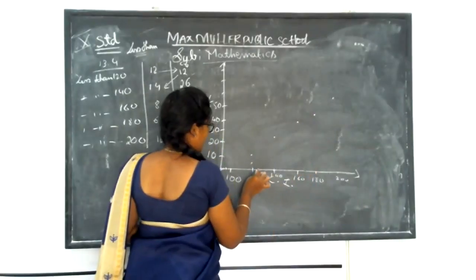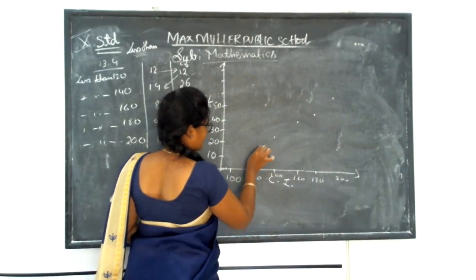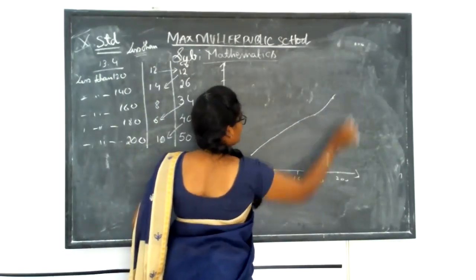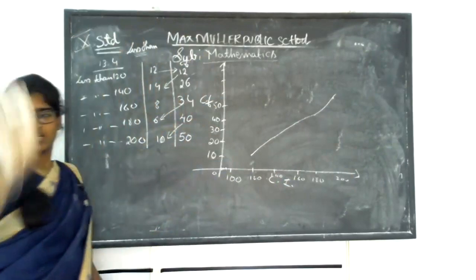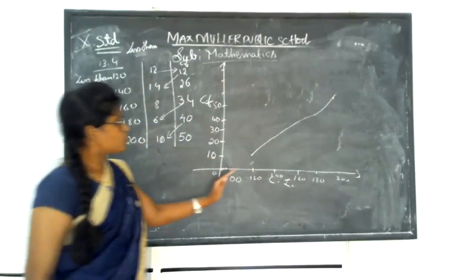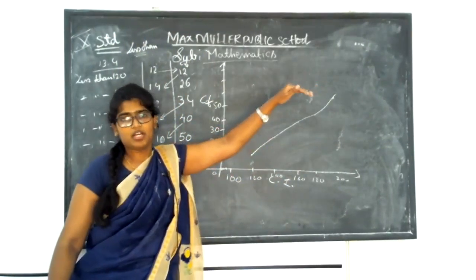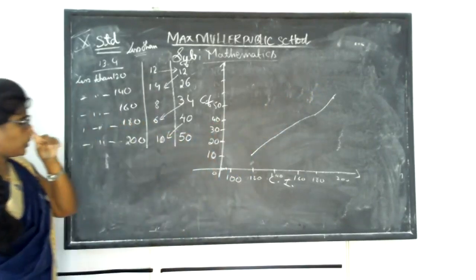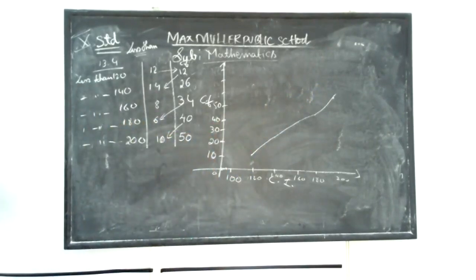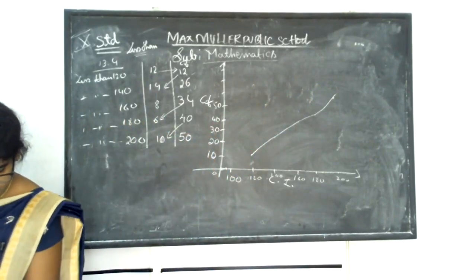So how is my graph? You will get a proper graph. It will go in a curve shape. Less than, small to big, it will go in a curve. Clear? Then more than, it will be the lesser one. Clear, children? Understood?